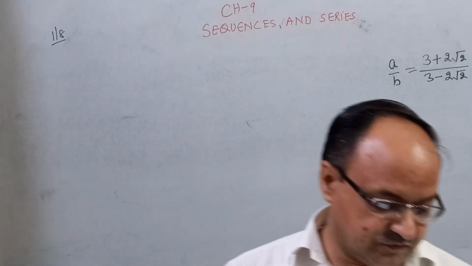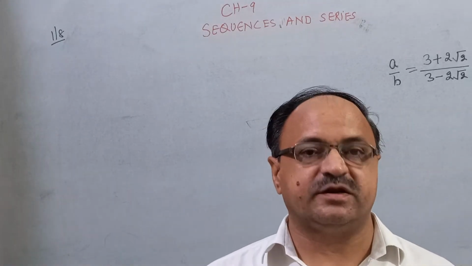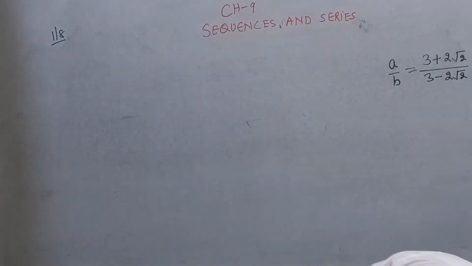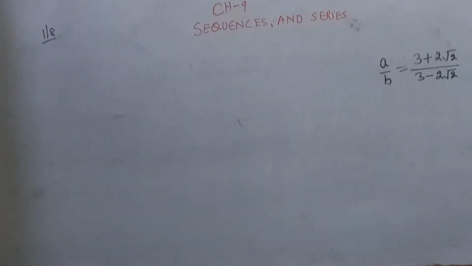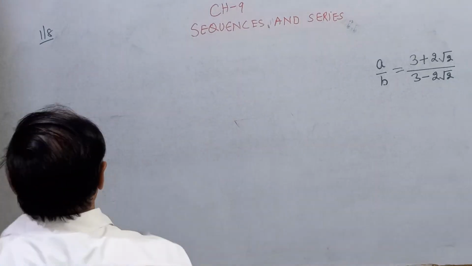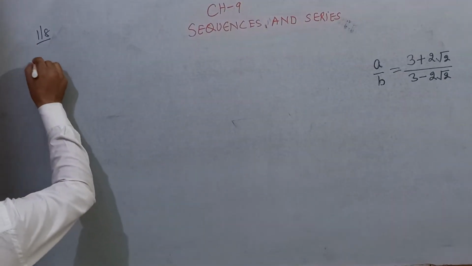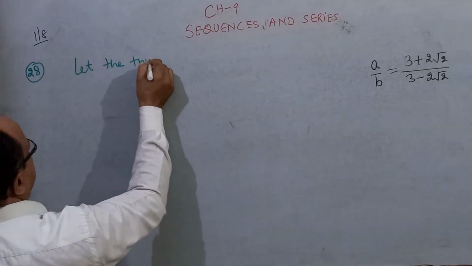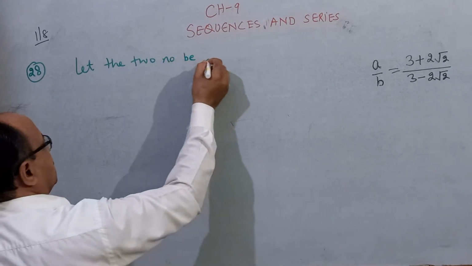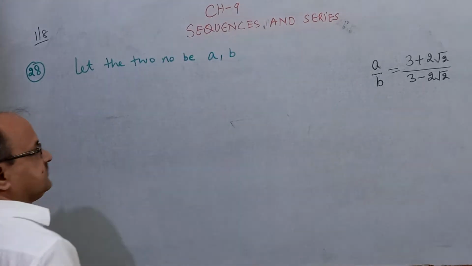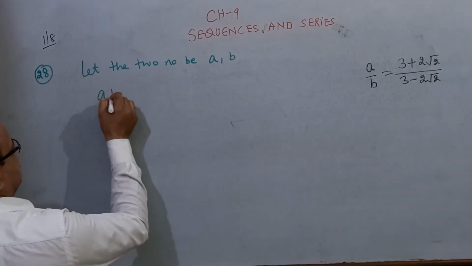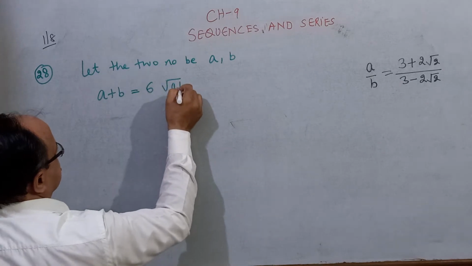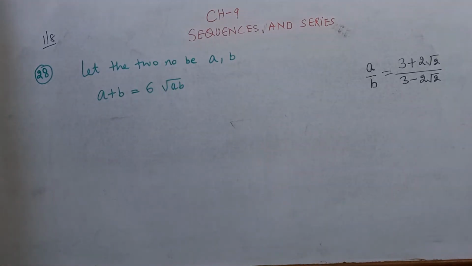Again, what is the question? The sum of two numbers is 6 times their geometric mean, and show that the numbers are in the ratio this. Therefore, question number 28. Let the two numbers be A and B, and given the sum of two numbers is 6 times their geometric mean.